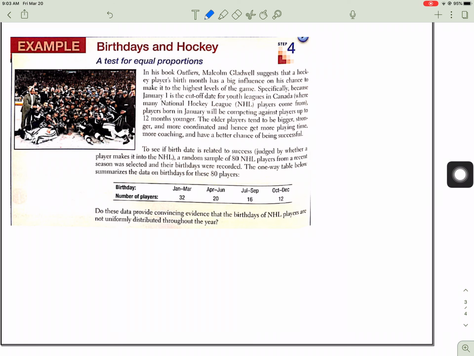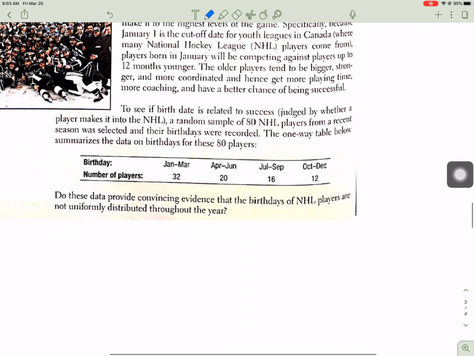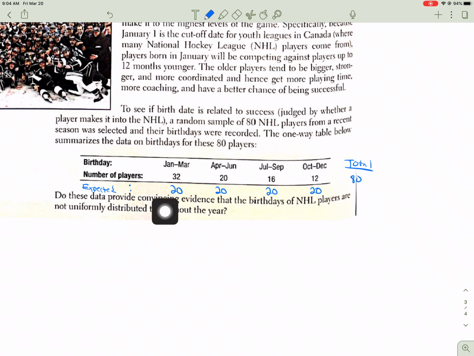Now, let's talk about expected. So first off, that's a total of 80. They told us that. So for the expected, let's say nothing was going on. Assume nothing is going on. Well, if nothing's going on, and since all of these time periods are the same length, 3 months, 3 months, 3 months, 3 months, you would expect 20, 20, 20, 20. That is what is expected. And once you write that down, you can immediately see that it looks like those born later in the year are less likely to be in the NHL, those born in the beginning of the year more likely to be in the NHL.